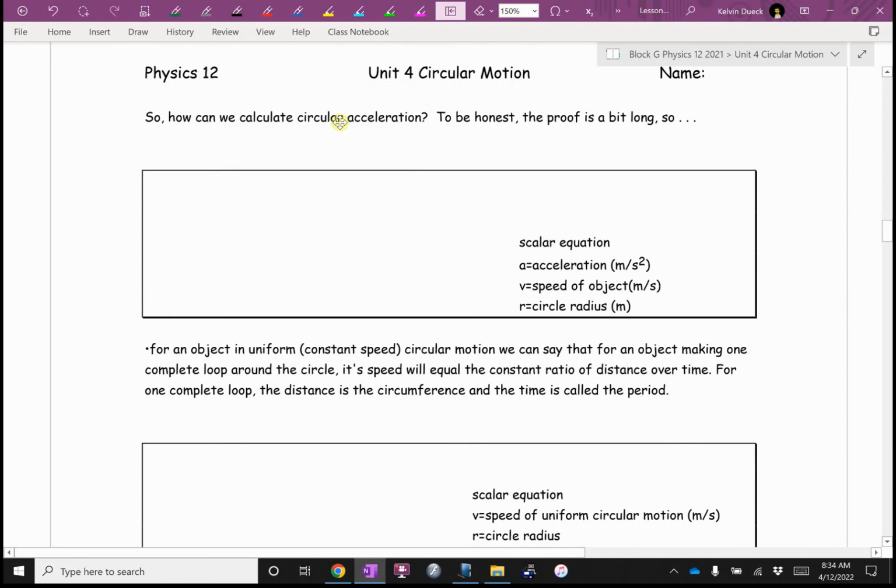So I wrote here, how do we calculate circular acceleration? There is a lovely proof, but it's a bit long. I'm just going to give it to you. We're still going to use the letter A as our symbol for acceleration, but I usually use A with a subscripted C for circular. It's calculated by v squared over r. Hopefully you can already figure out what all those mean. v, that's how fast you're traveling in a circle. That's your speed. What do you think r stands for?